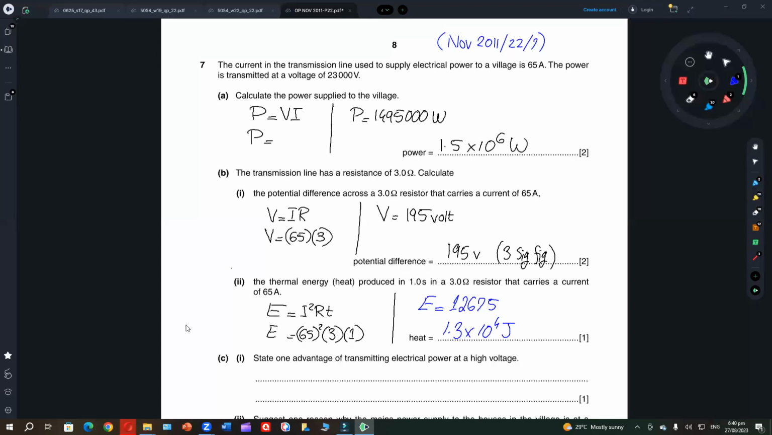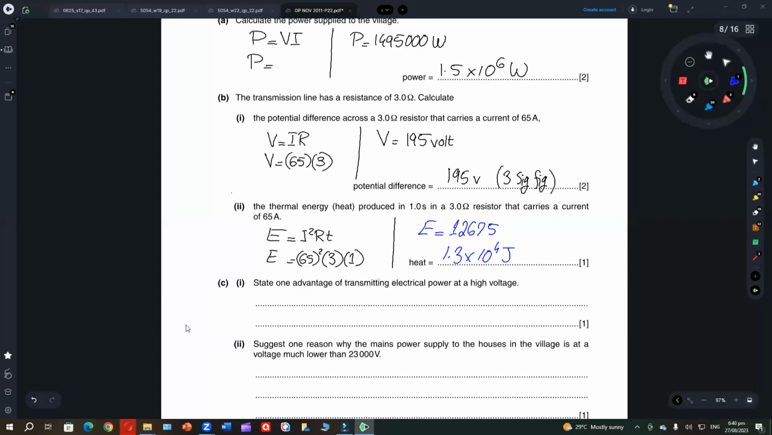First answer is 1.5 into 10 power 6. The transmission line has a resistance of 3.0 ohm. We show the formula, calculate the working, and give three significant figures. The answer is 195 volt. Thermal energy produced in 1 second in a 3 ohm resistor that carries a current is this. So we put the formula, do the calculation, and we got this.